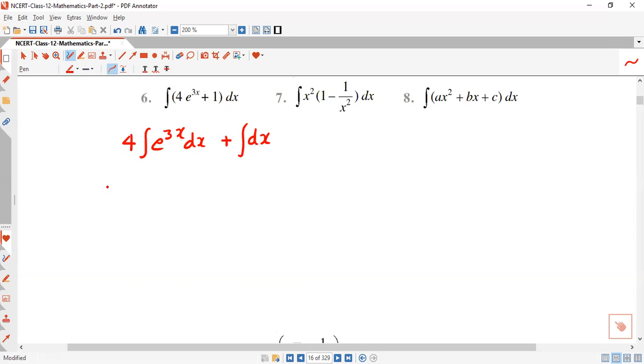So integration of this part will be, you can see, 4 e raised to 3x upon 3, and 1 has integration of dx. Integration of dx will be equal to what? x plus some constant c. So this will be equal to x plus some constant c. This is the formula. So this is the answer.